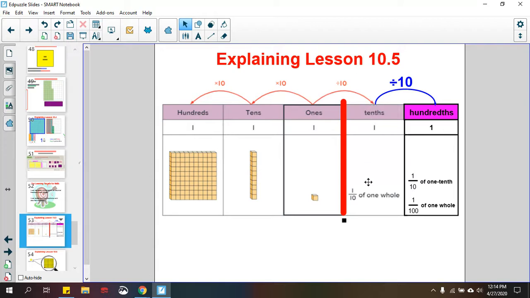Meaning if I take one whole and move it one place to the right to the tenths, I'm taking that one whole and breaking it into 10 equal pieces. If I take that tenth and move one place to the right, that's the hundredths place, I'm taking that 1/10 and breaking it into 10 equal pieces. Okay, and today, remember, we're focusing on the hundredths place.